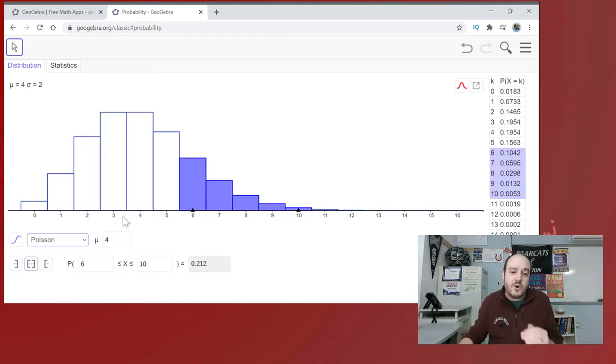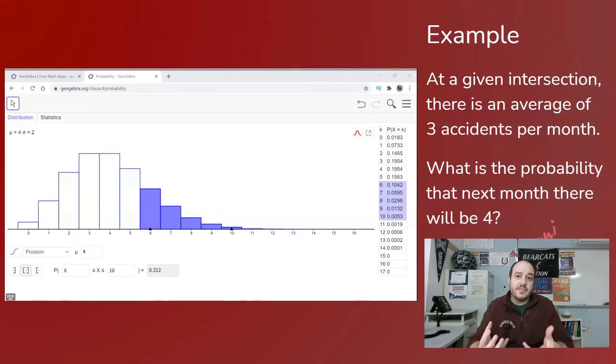Now notice the first thing it's asking us for is the mean in the given situation. So let's go ahead and refer back to the question that we have. This question is looking at a given intersection having an average of 3 accidents per month. And what we want to see is what's the probability that next month there will be 4. So there's two things to identify in this question. There's the mean, which it says was 3, and there's the x value we're looking for, which it said was 4.